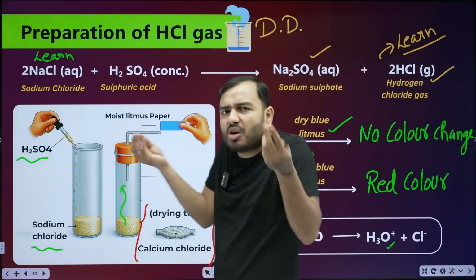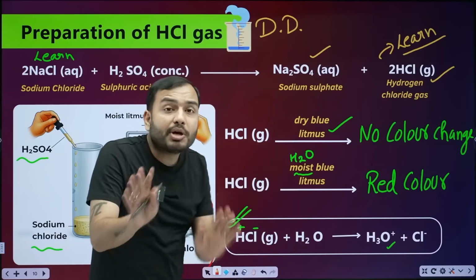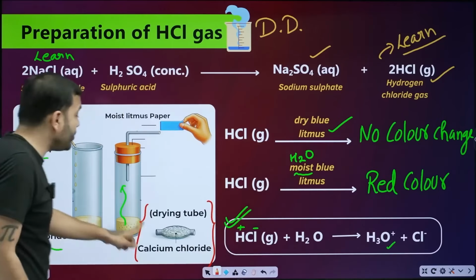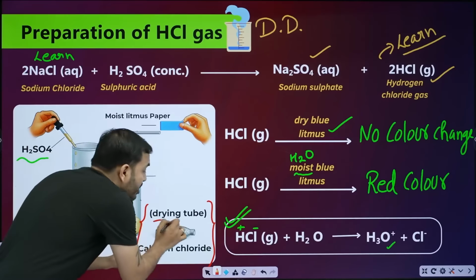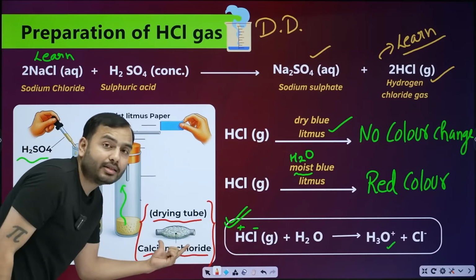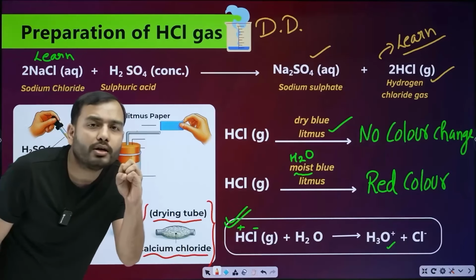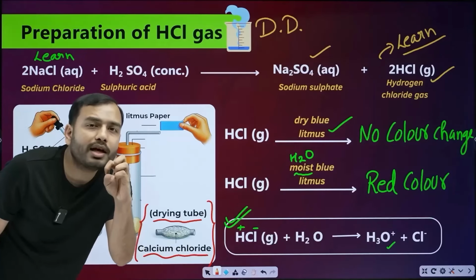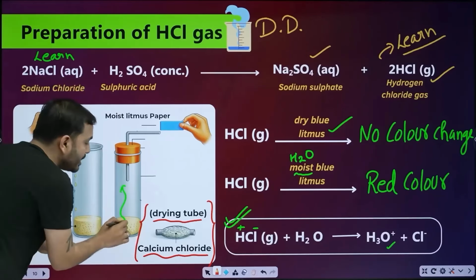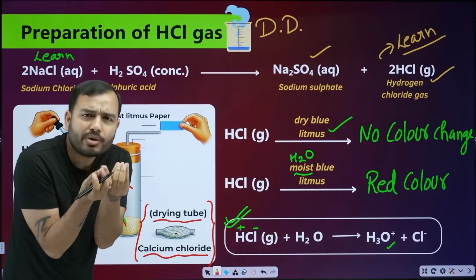If there is a little water in the HCl gas, a little bit of moisture in the HCl gas, then this experiment will not work. That is why we put a drying tube here. What do we put into it? We put calcium chloride. What does it do? It absorbs water. Suppose the HCl gas that got released has some moisture in it, like water vapor.